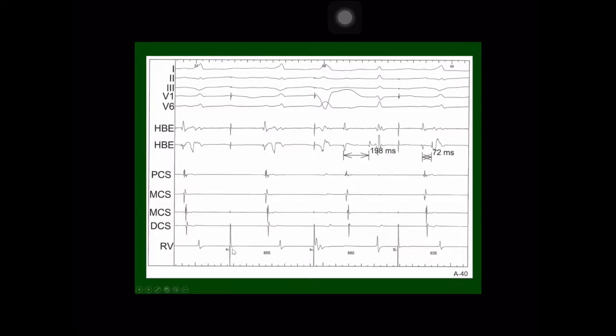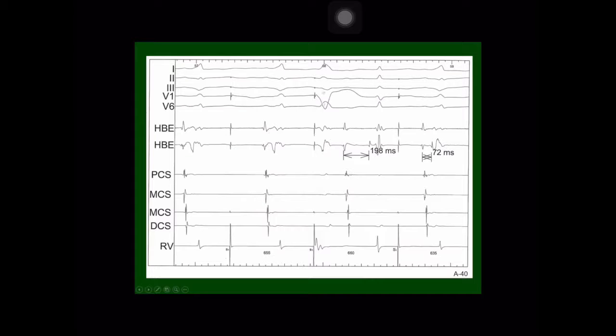This ventricular stimulus didn't capture here, probably because the ventricle was in its refractory period. This ventricular stimulus does capture. It does not go to the atrium, so there's total VA block. But it provides us with a wonderful moment to analyze the intracardiac tracings.